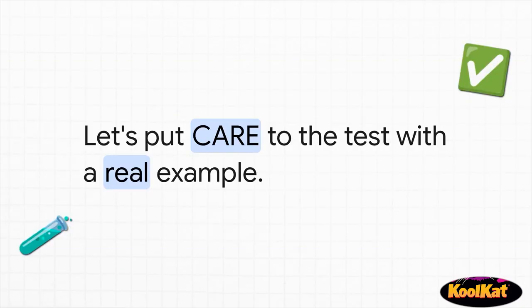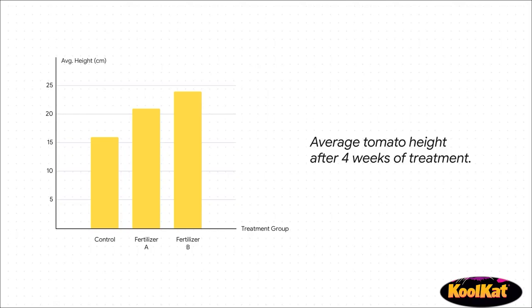All right, theory is great and all, but let's get our hands dirty. Let's see how this CARE routine works with a real example. So here we go, a super simple experiment. We've got 2 fertilizers being tested on tomato plants. You've got your control group, no fertilizer at all. Then you have fertilizer A and fertilizer B. And after 4 weeks, you can see the results right there.